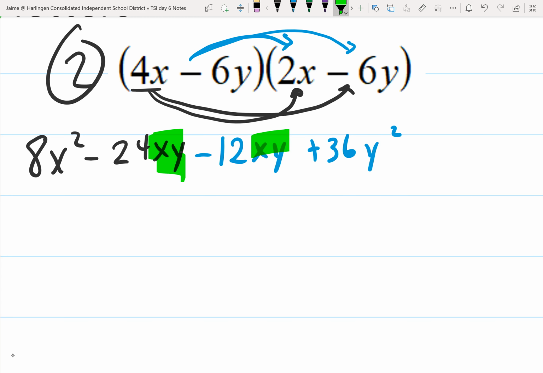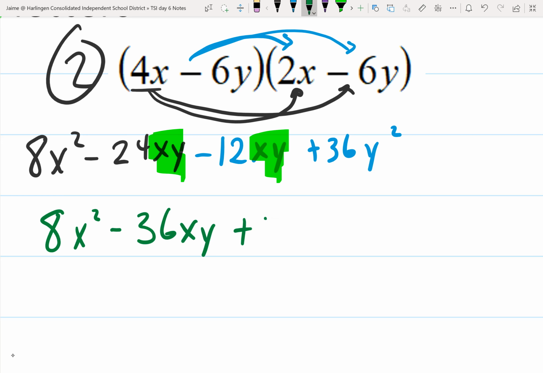Fix the middle, because they're both xy's. We can combine them. 8x squared. And negative 24 minus 12, that means we add them, keep the negative. So negative 36xy plus 36y squared.